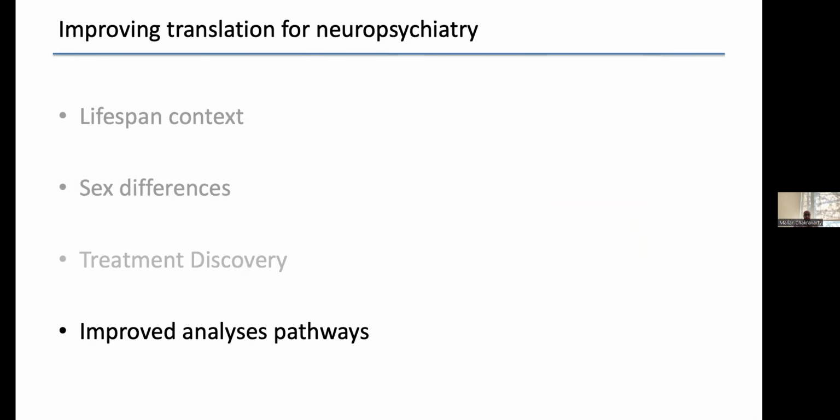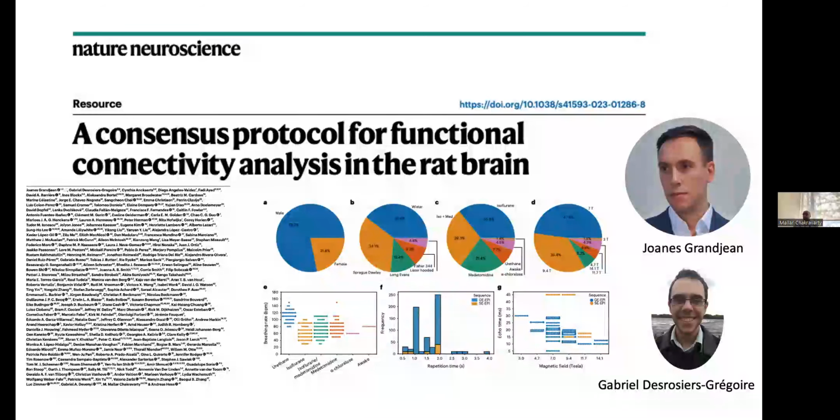So finally, I think this really sets the stage. I only have 3 more slides left for really improving analysis pathways, like I mentioned earlier on in my talk. Recently, in work that we did with Joe Grandjean, and this is a really great resource paper that was published in Nature Neuroscience this year, and had a really strong involvement from Gabe Desrosiers-Grégoire, who's going to be talking to you later on. This represents our first foray into the functional imaging space, and this is something that we've been really actively pursuing, and Gabe's been working really hard on, and you'll be hearing a lot about that later on.